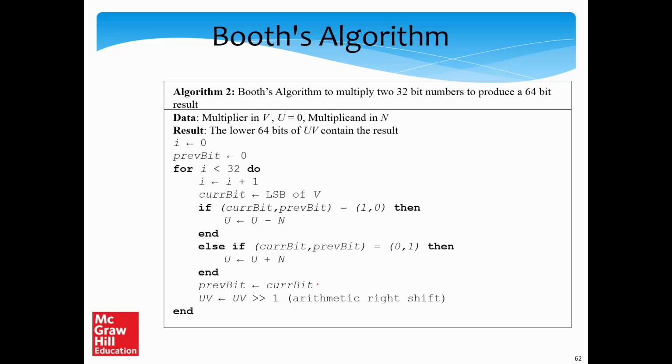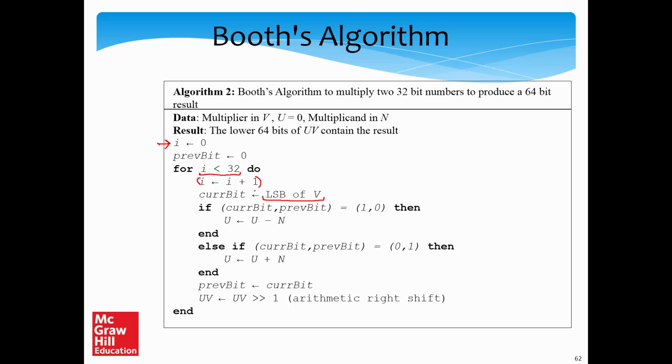So let us take a look at Booth's algorithm, which uses exactly the same hardware plus a little bit of extra circuitry, but the hardware is the same as the iterative algorithm. So we multiply two 32-bit numbers to produce a 64-bit result. The multiplier is in V and U contains a 0. The multiplicand is in N and the lowest bits of the 64 bits of UV will contain the result. So let us do the same thing. Let us set i to 0 and iterate 32 times, each time increasing i. Let's start by considering, as mentioned before, the previous bit to be 0 and let the current bit be the LSB of V, the current bit that we are considering of the multiplier.